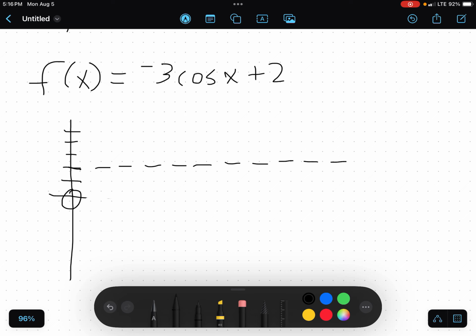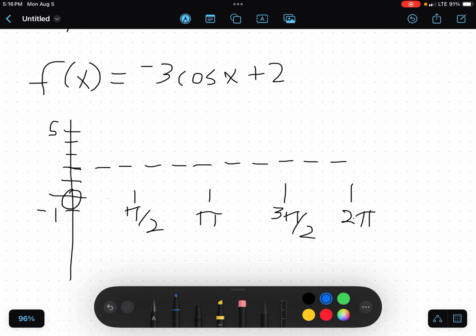Because I have an amplitude of 3, my cosine wave can go as many as 3 units above this line and as many as 3 units below this line. I have already indicated 3 units above, which is 5. I have not indicated 3 units below, which is -1. And I still want to go all the way to 2 pi. And there's pi over 2, and 3 pi over 2.